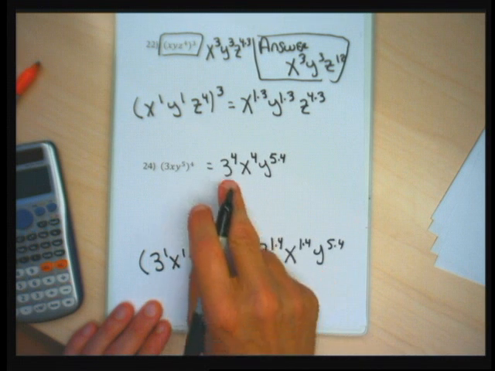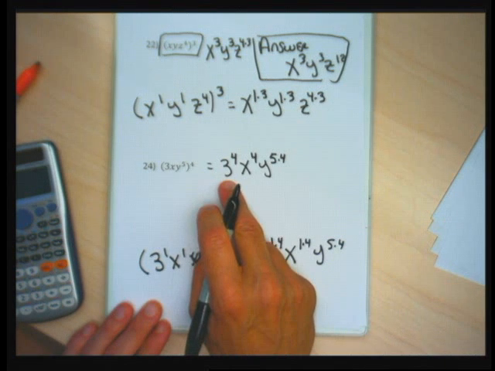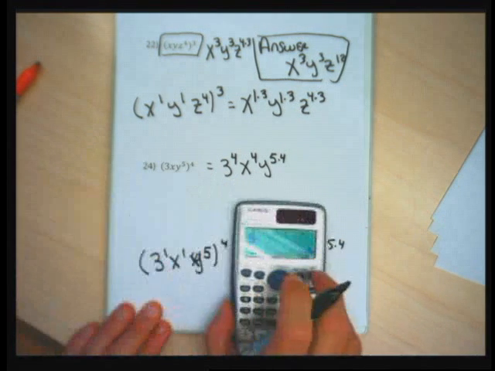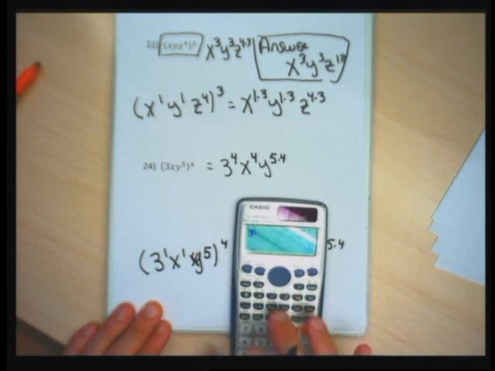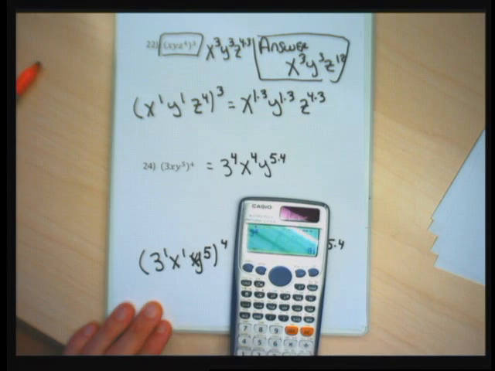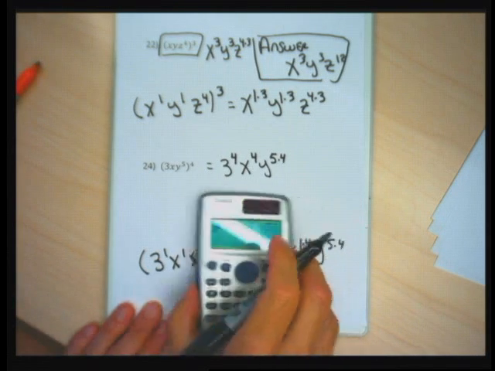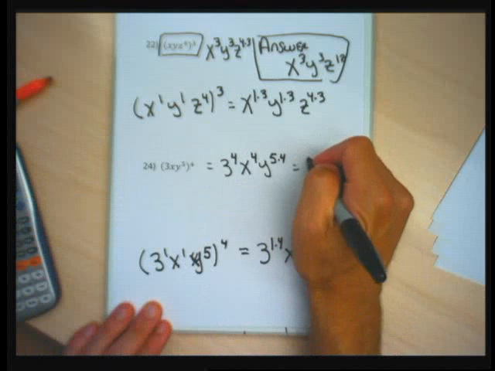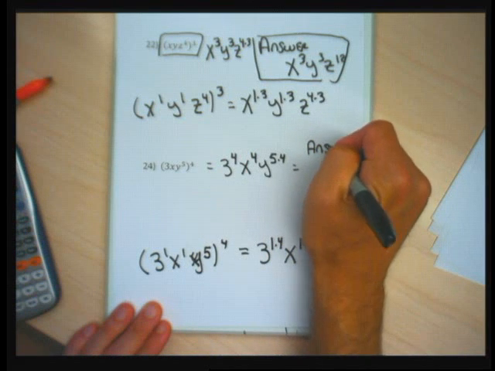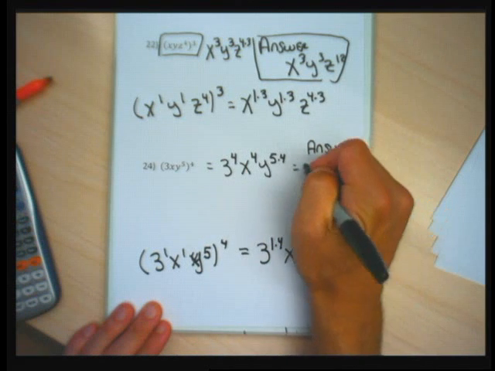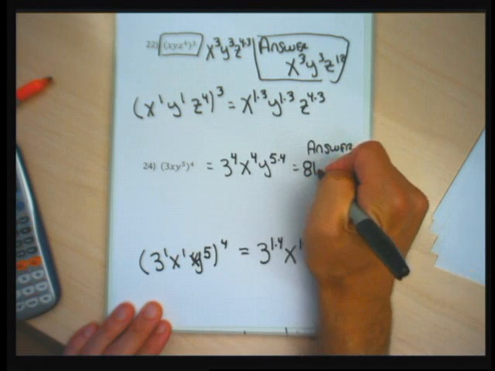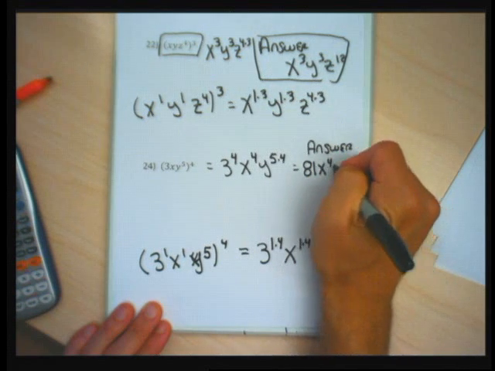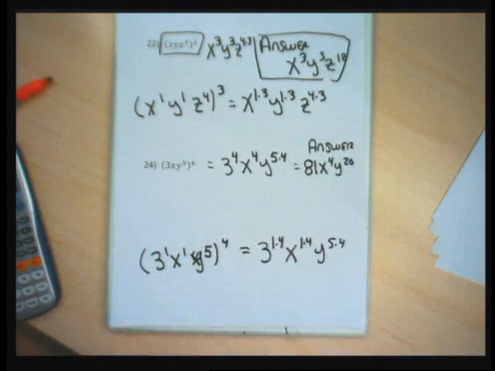In my answer, I'm going to usually not write a number with an exponent unless when I simplify it, it gets out of control big. So 3 to the 4th power is 81. That's not out of control big. So in my answer, I'm going to write 81 for the number. I'm not going to write a number with an exponent if I don't have to. X I'm going to have to the 4th power. Y I'm going to have to the 20th power.